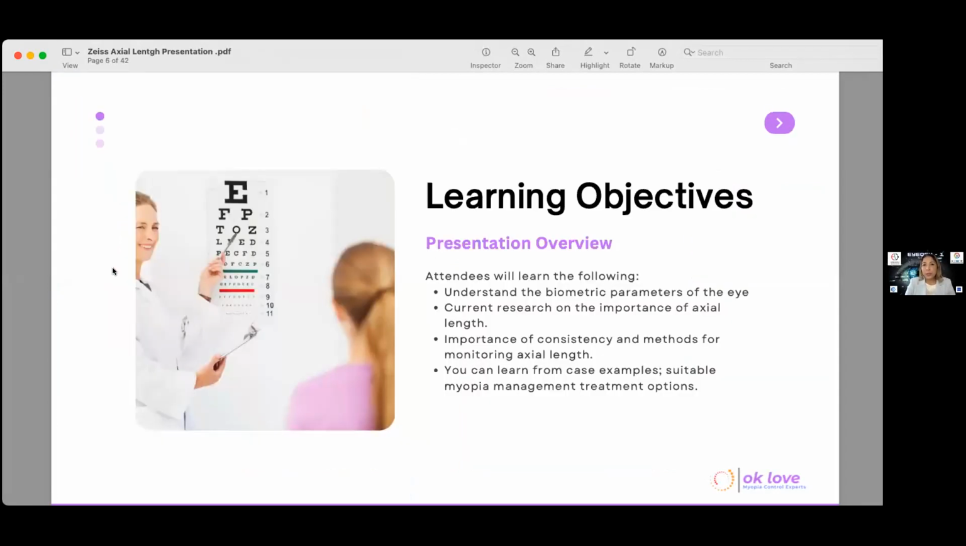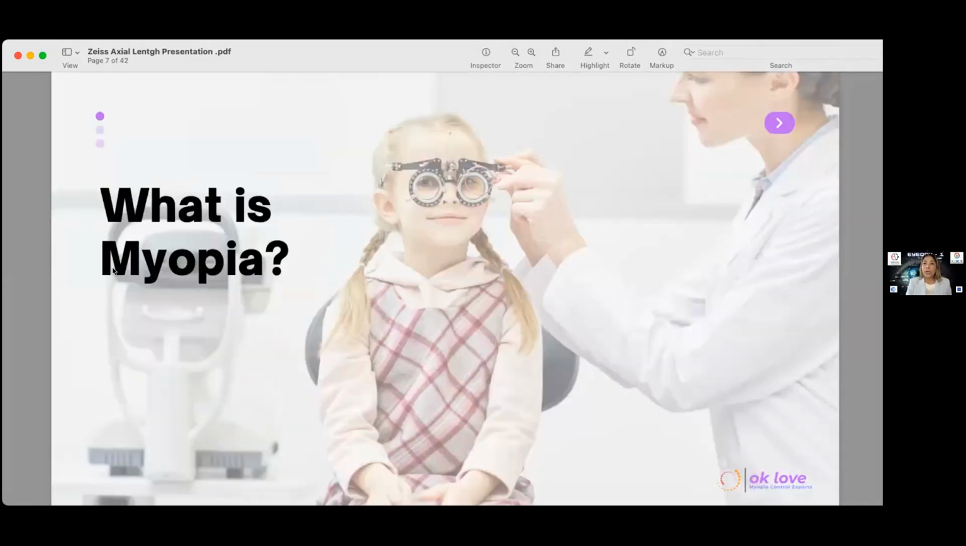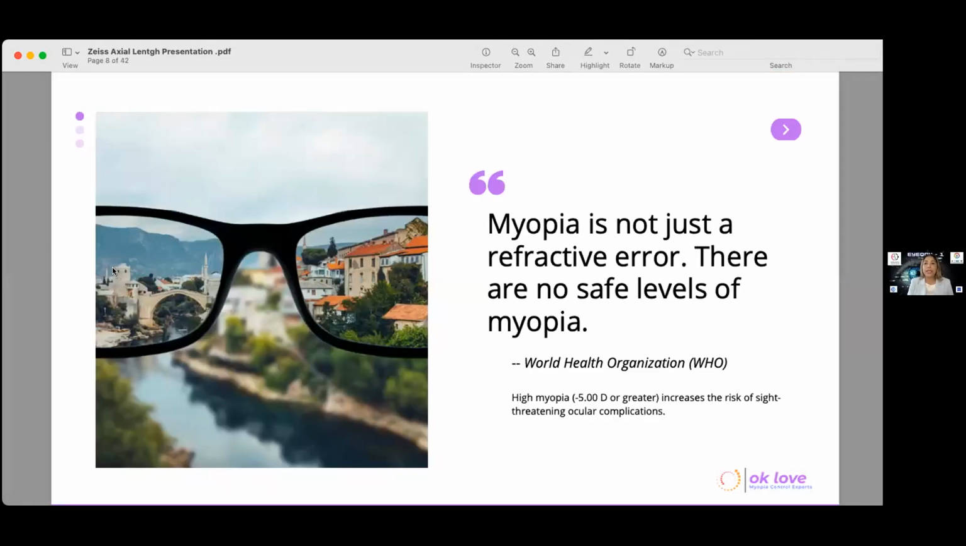So today we're going to talk about axial length and the current research, why it's so important that we are monitoring axial length actively when we are managing myopia. And what is myopia? That is not what I'm going to talk to you about, but we do know that myopia is not just a refractive error. We know that there are no safe levels of myopia, and this is according to the World Health Organization.